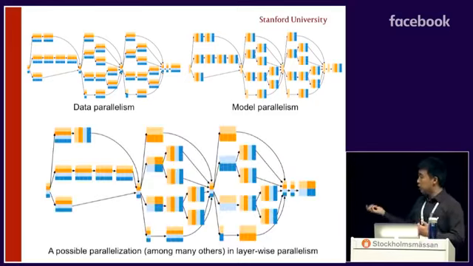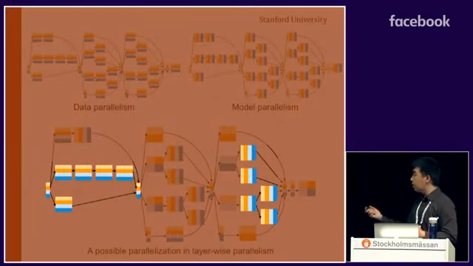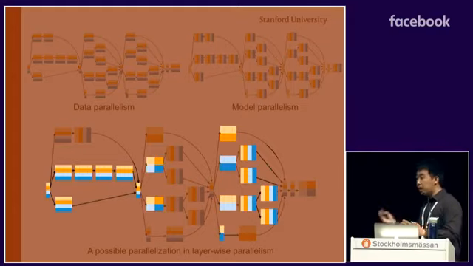And this figure shows a possible parallelization among many others in layer-wise parallelism. As you can see, for some layers, we can use data parallelism. For some other layers, we can use model parallelism. And for some intermediate layers, we can use more sophisticated hybrid parallelism. And we can also use different degrees of parallelism for different layers.